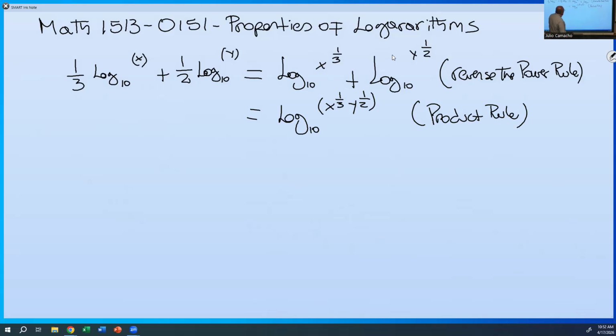And I can go one step forward. I can put these exponents as radicals. So I will have log base 10 of the cubic root of x times the square root of y. And that will be my final answer. I cannot reduce this to anything else. So that is example number 12.